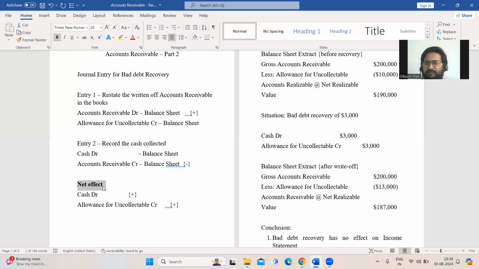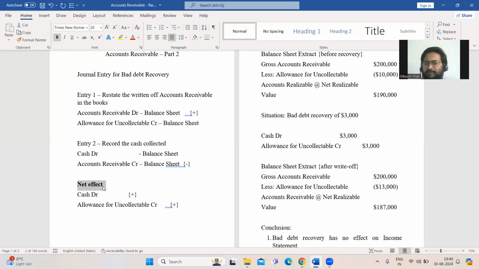Now let's look at a balance sheet extract before recovery. Gross accounts receivable, $200,000. Less allowance for uncollectibles, $10,000. So your AR at NRV is $190,000. Situation, bad debt recovery has happened of $3,000. Now I am also using net effect only to explain the same so that it remains less complicated. Cash debit, allowance credit 3,000.